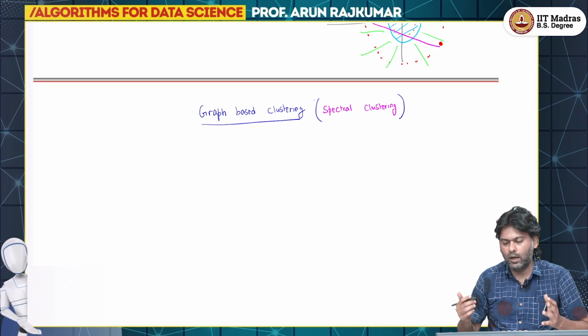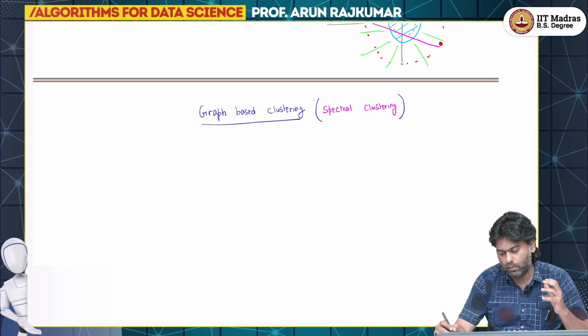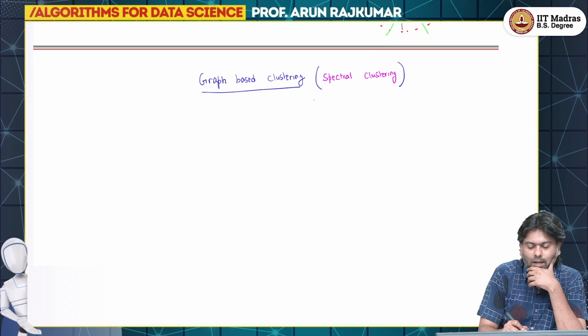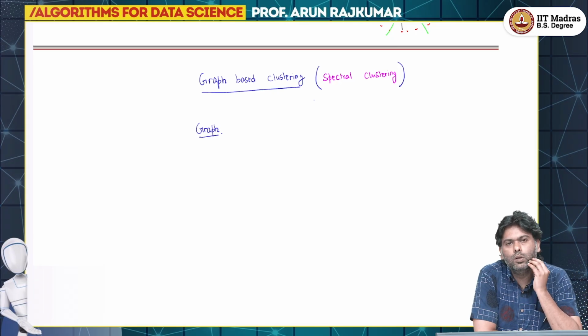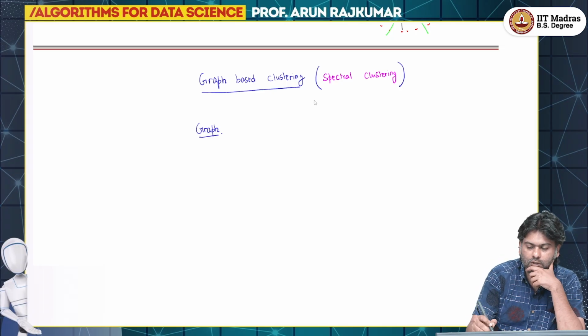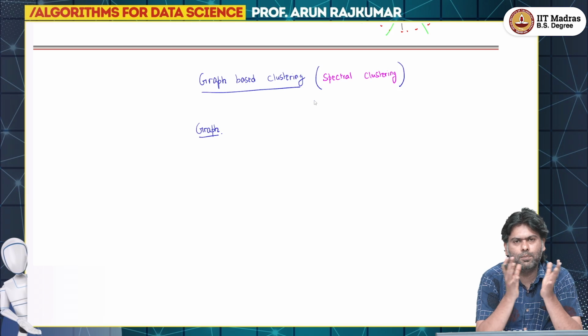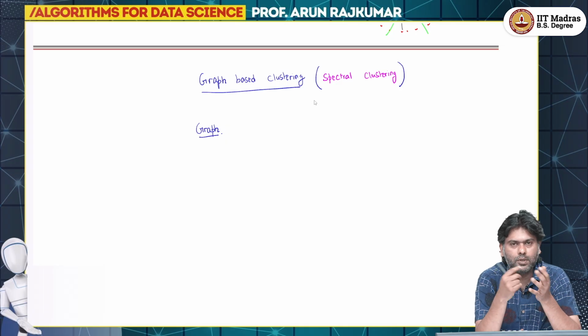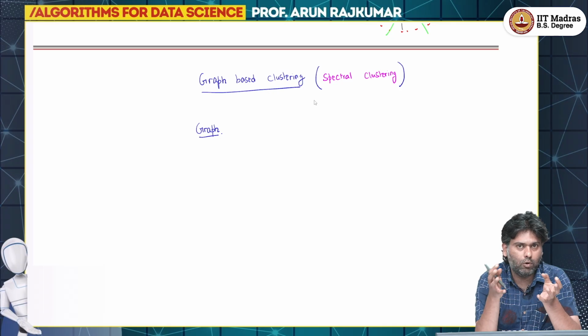Okay, but anyway, the idea is the following. So the crux of the idea is the following. We are going to treat data points as nodes of a graph. So what is a graph? A graph is just an abstract way to represent anything, right? Relationships specifically. In this case, we can think of relationships among data points.